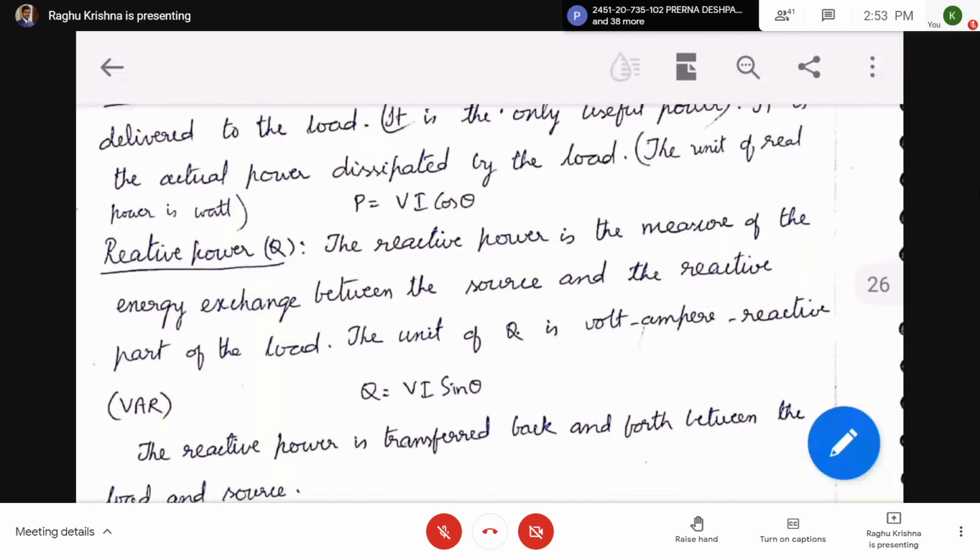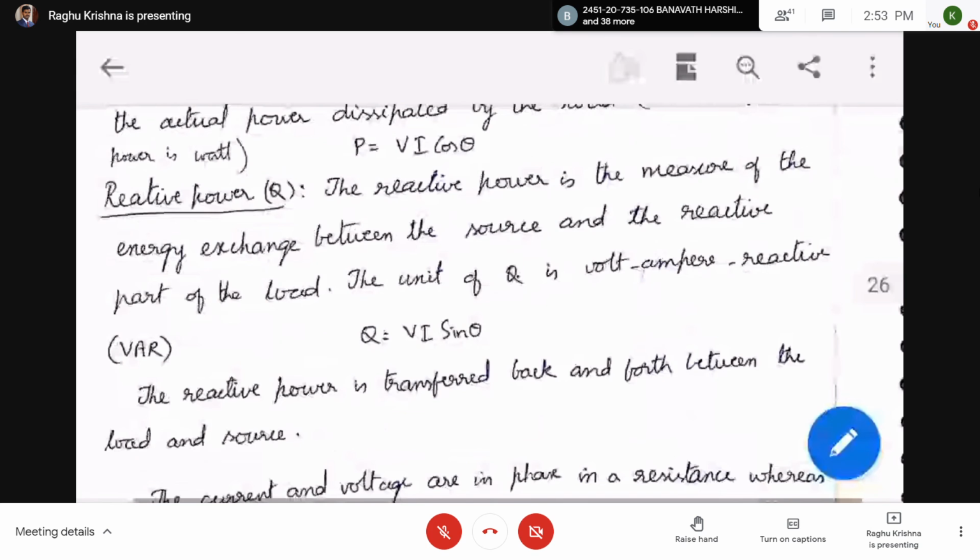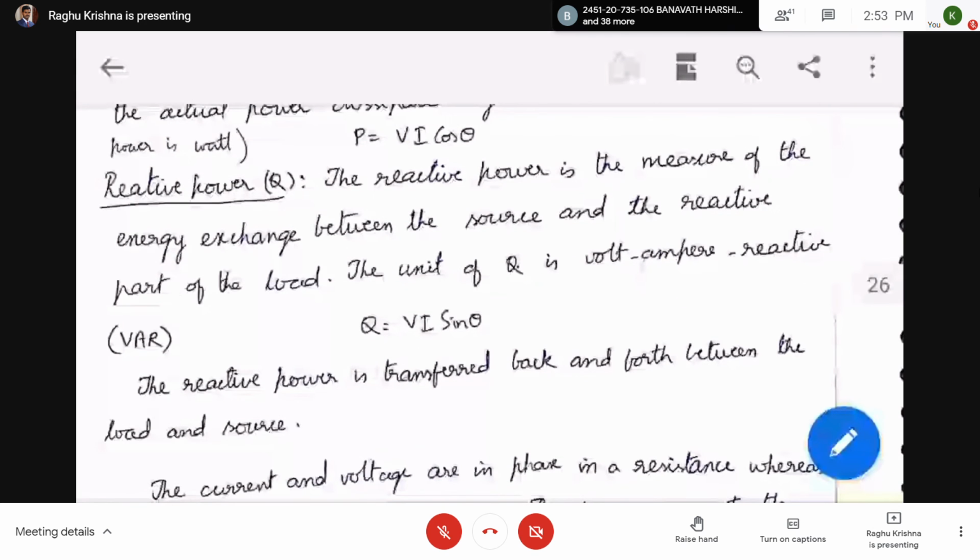So Q equals VA sin theta. Here the reactive power is transferred back and forth between the load and the source.